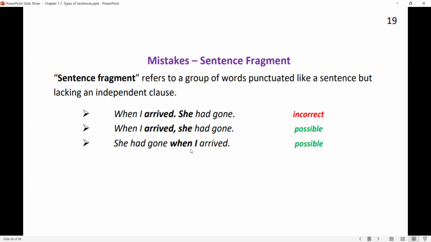And sentence fragments refers to a group of words punctuated like a sentence but lacking an independent clause. Example, when I arrived, okay, I'm waiting for the rest of the sentence. Why do I have a full stop there? The meaning is incomplete, so the punctuation is wrong. She had gone, so that is incorrect. When I arrived, comma, she had gone. That's possible. She had gone when I arrived. That is possible too. So pay attention to independent and dependent clauses.